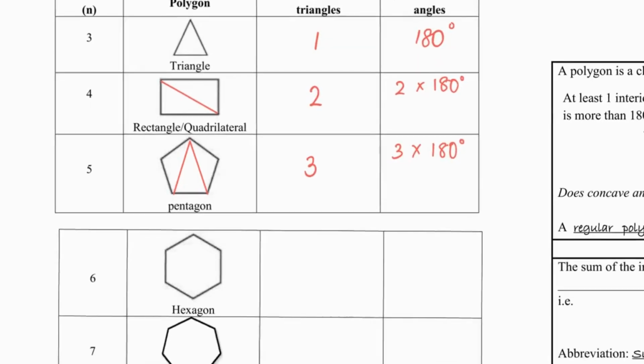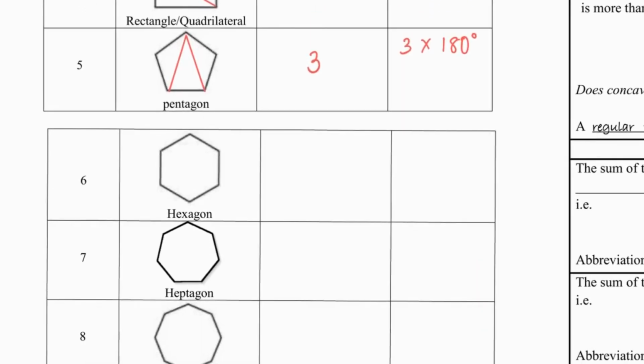I continue for my hexagon. And for the hexagon, how do I dissect it into triangles? Let's see whether I can dissect it into many triangles or not. Oh, I can make, let's count how many triangles. 1, 2, 3, 4. 4 triangles. So in total it will be 4 times 180 degrees. That's the sum of the interior angles.